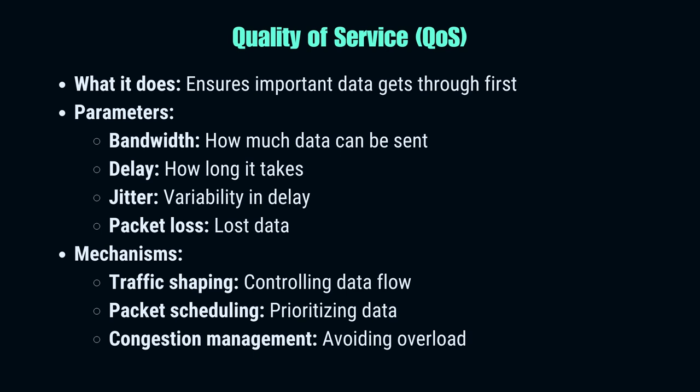Network administrators use various QoS techniques such as traffic shaping, packet scheduling, and congestion management to prioritize certain types of data over others. For instance, in a corporate network, video conferencing data might be given priority over file downloads to ensure smooth communication. QoS is crucial for applications like online gaming or streaming services that require consistent network performance.